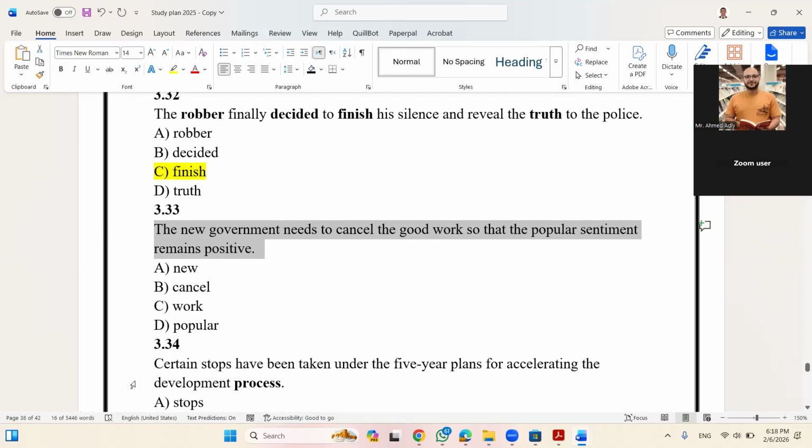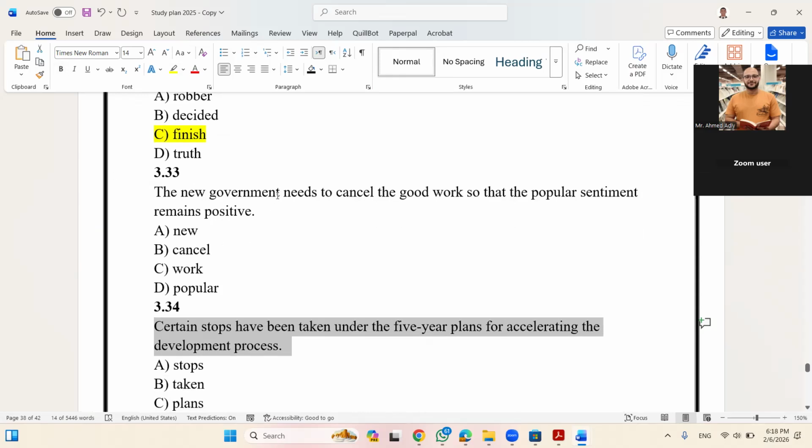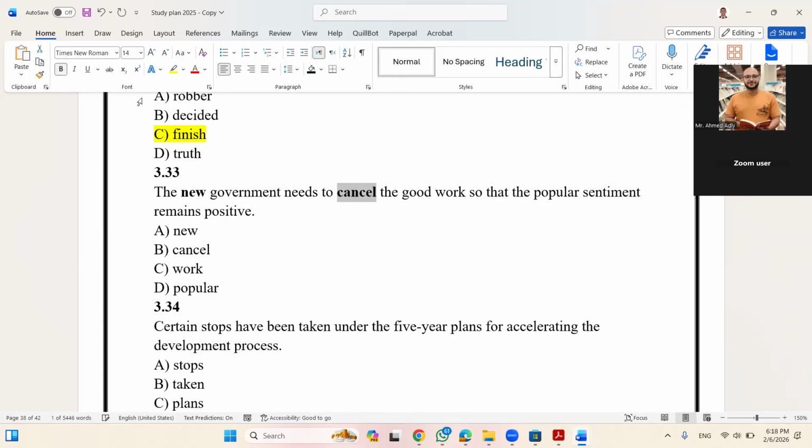Thirty-three. The new government needs to cancel the good work so that the popular sentiment remains positive. Cancel the good work? Oh my gosh. Cancel. All right, replace it. The new government needs to reward the good work so that the popular sentiment remains positive. Reward the good work. Okay.